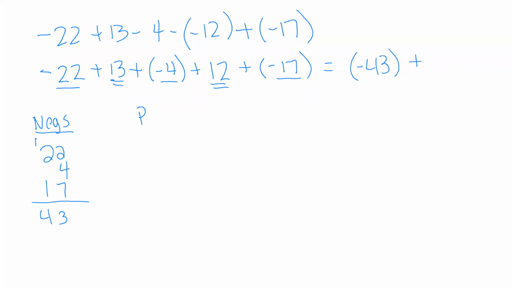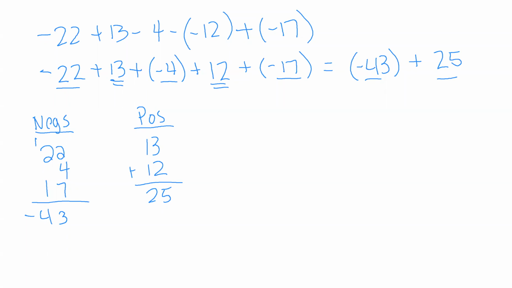Now I want to go through and add my positives. All right, so the positives, let's see, I had what, 13 and 12. So I get 13 plus 12 is 25. So I have negative 43 plus positive 25. And you can see here that I'm adding two numbers with a different sign, and that's the perk to this method. You add up all the negatives, you get a negative value. You add up all the positives, you get a positive value, and then you do this one last addition or subtraction. So I have two different signs.